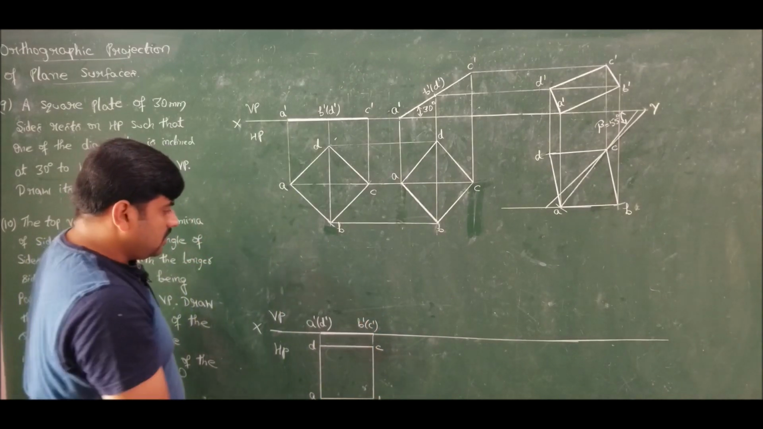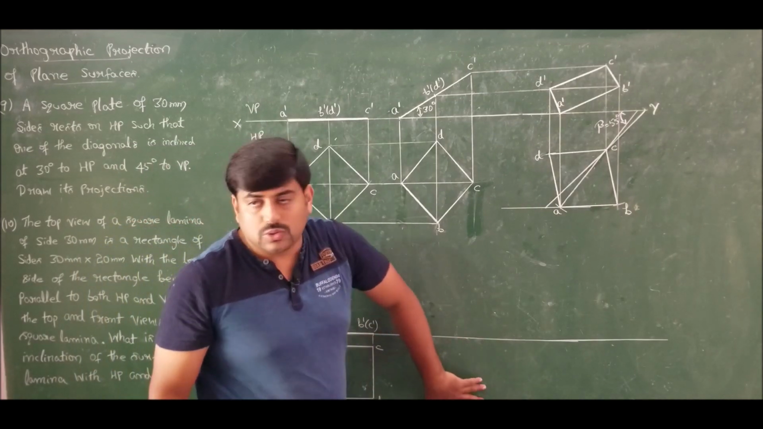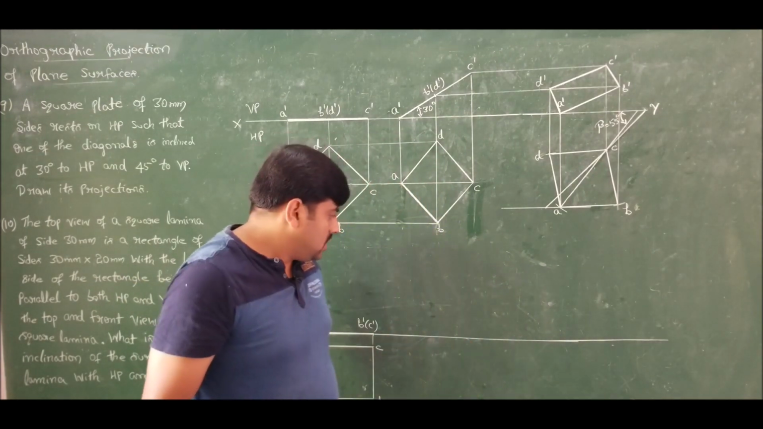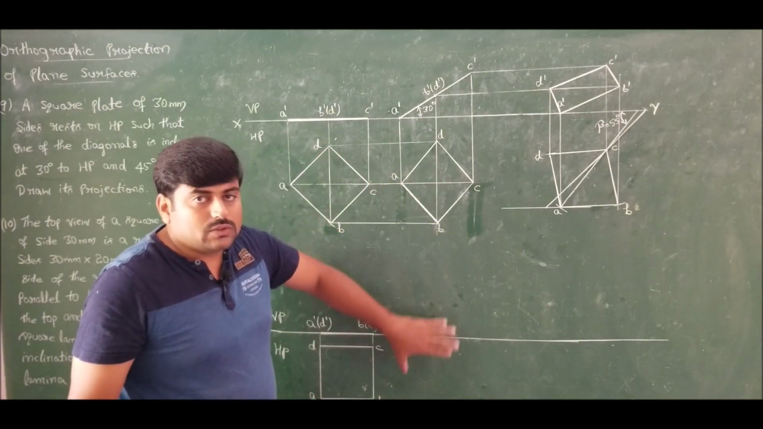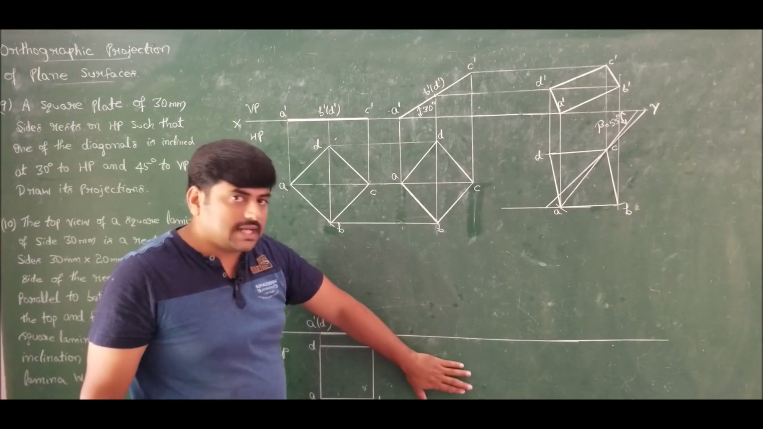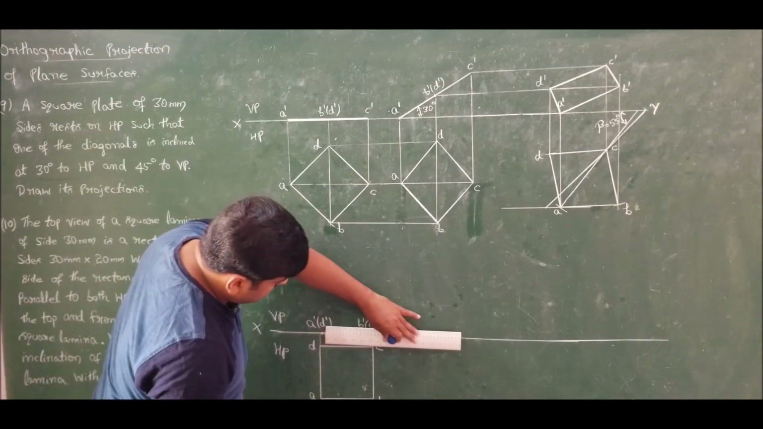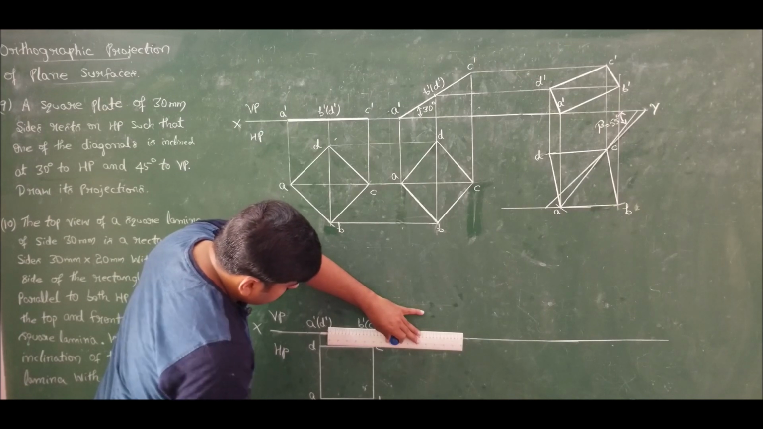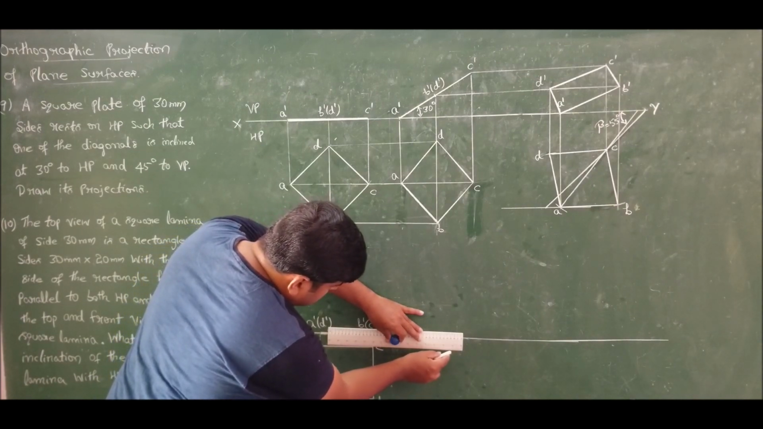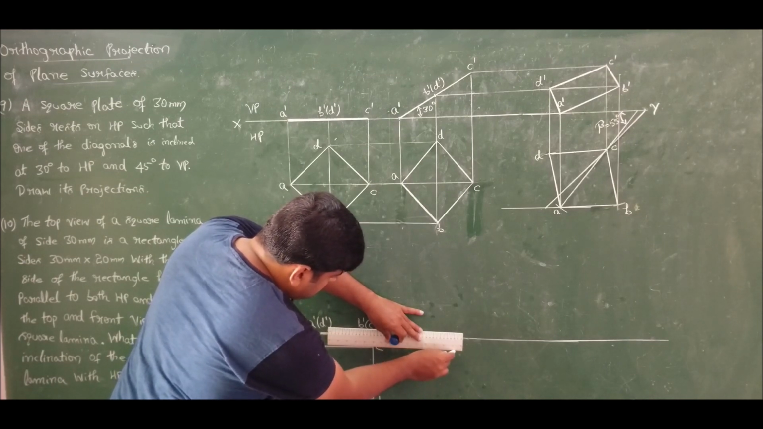Now this lamina should be inclined to HP in such a way that in the top view it should look like a rectangle of side 30 cross 20. I don't know at what angle it looks like a rectangle of 30 cross 20, but one thing I know, the top view is a rectangle of 30 cross 20. So first I will construct a rectangle of 30 cross 20. Let me take the projection and construct a rectangle of 30 cross 20 like this.